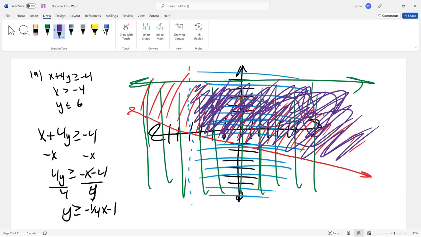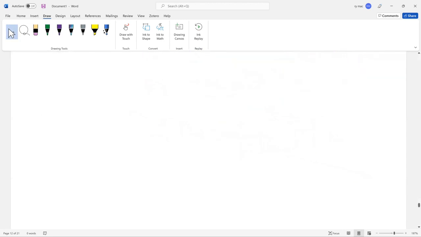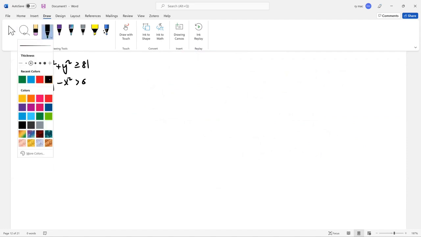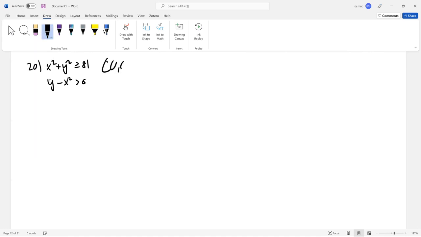All right, on to the last two. For number 20, we get a circle in this one. So just writing down some of the main features of this circle. It has a center of 0, 0 and a radius of 9. And then a quick little mix around on my bottom one. If I add x squared on both sides, I get that y is greater than x squared. And now I can graph.